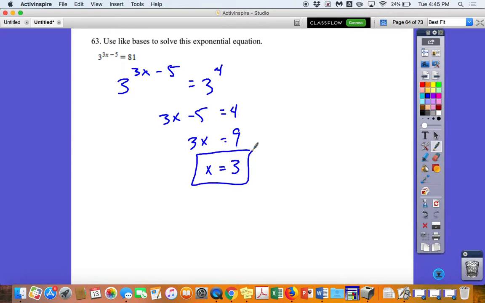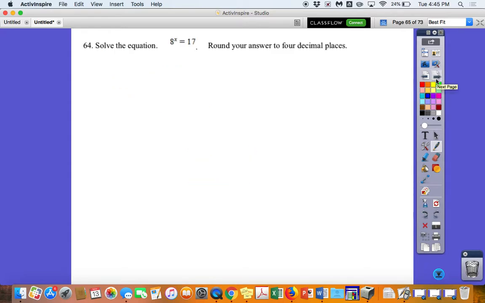You don't have to check anything on exponential equations because remember, the domain of exponential functions is everything. So this thing says solve.